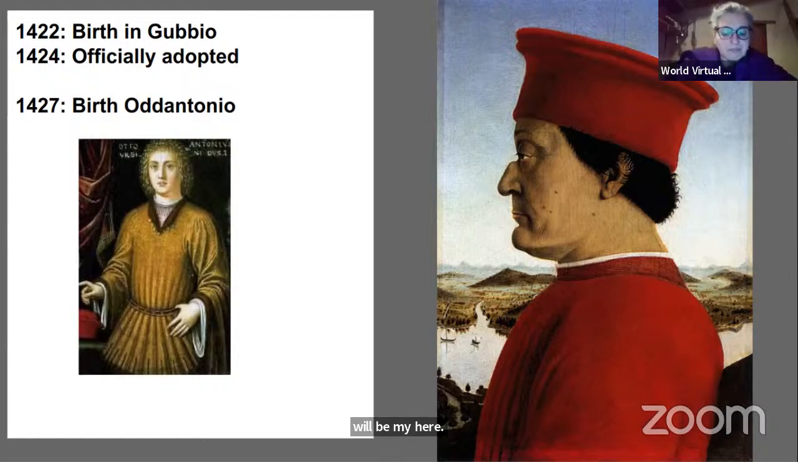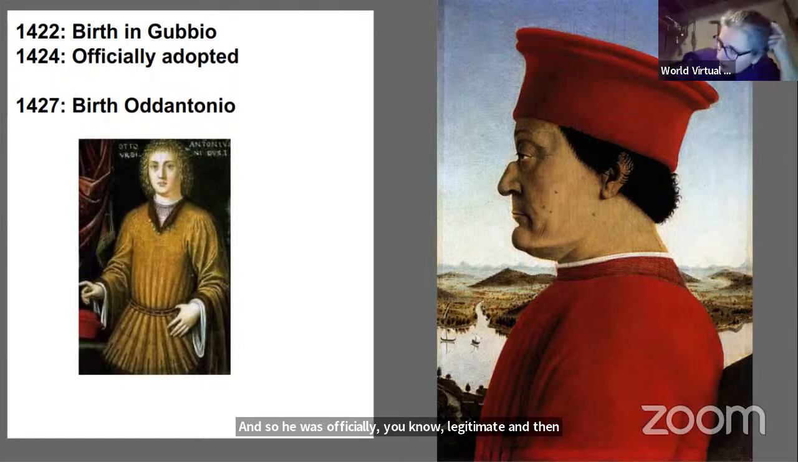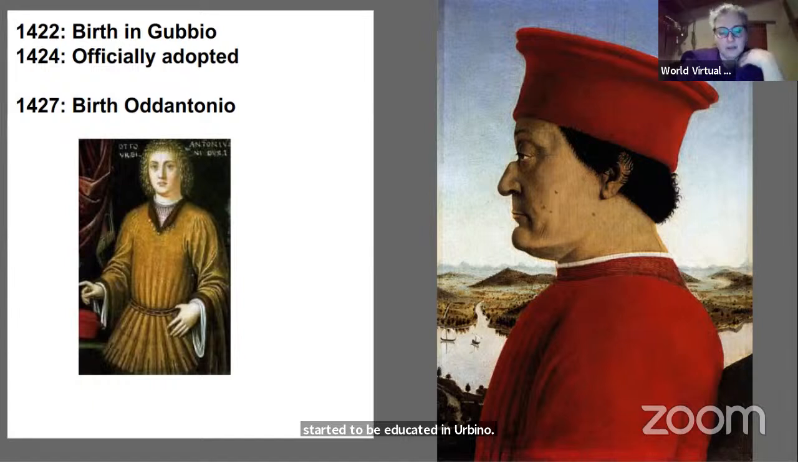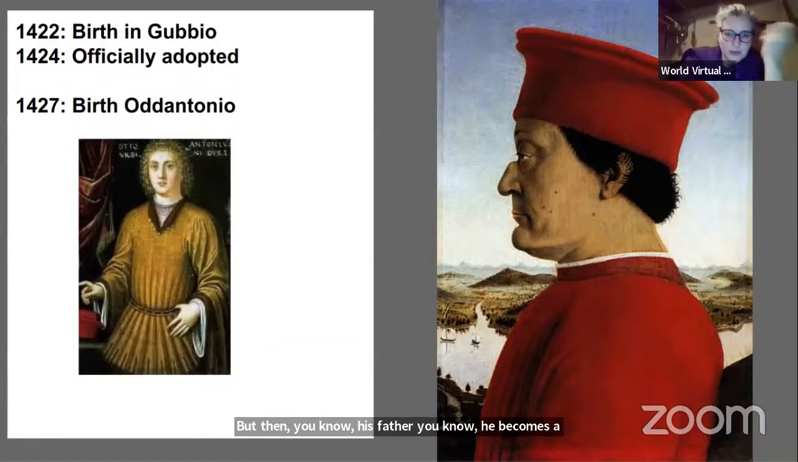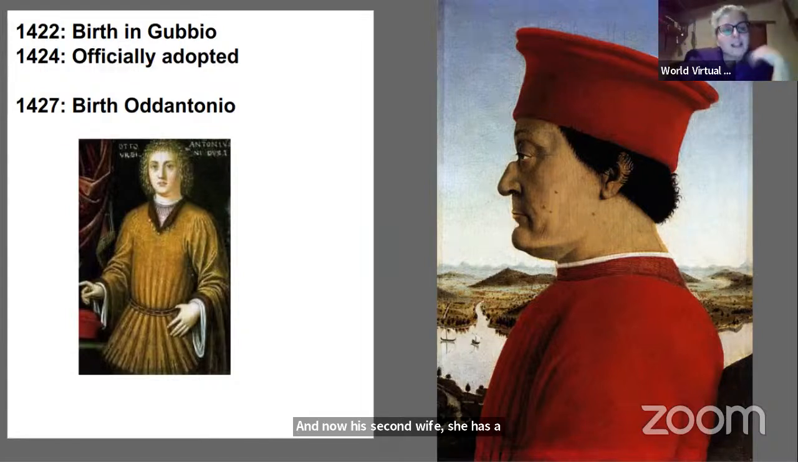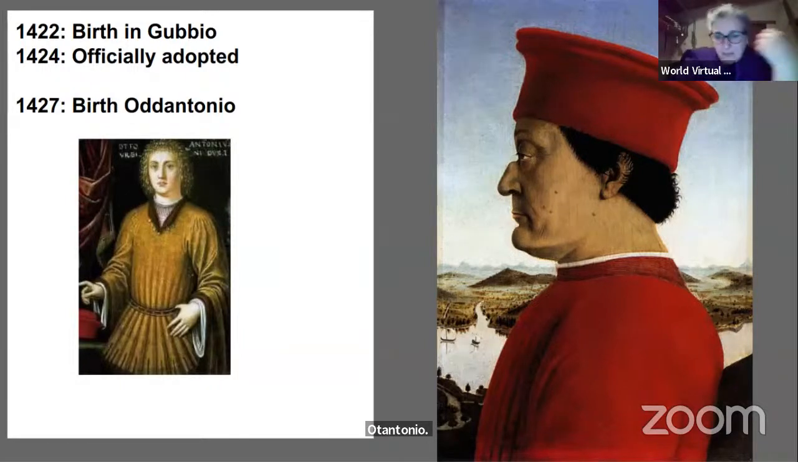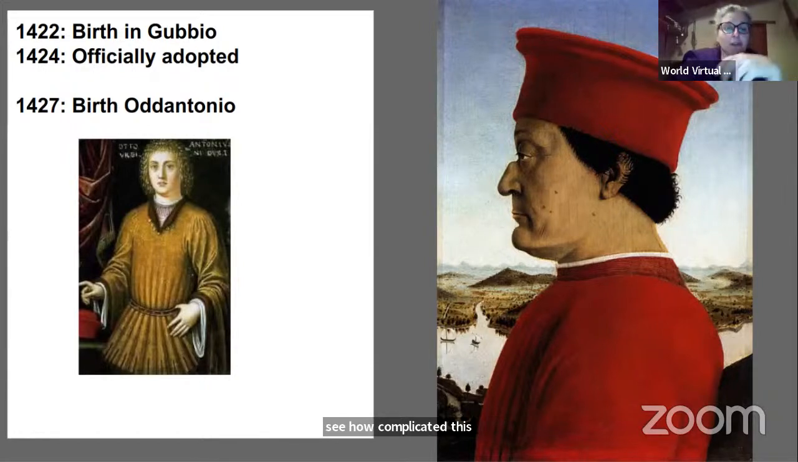And then he was invited to the palace in Urbino, and he started to be educated there. But then his father, Guidantonio, becomes a widower. His wife dies without children, and he remarries. Now his second wife has a son in 1427, and that's Oddantonio. So the half brother then, or perhaps not. I mean, you see how complicated this is.